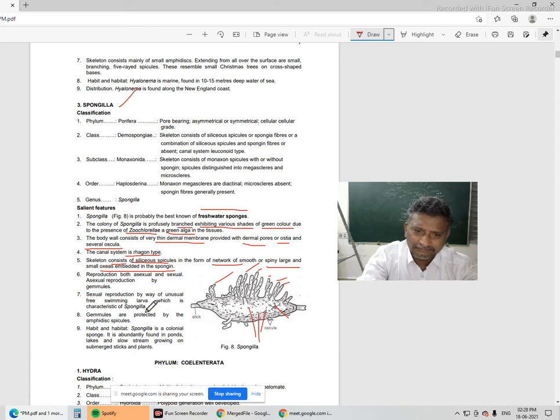Habit and habitat: it is a colonial one. When we see it, we can observe that colonial character. It is abundantly found in ponds, lakes, slow streams, growing on submerged sticks and plants. These are the characters of Spongilla.